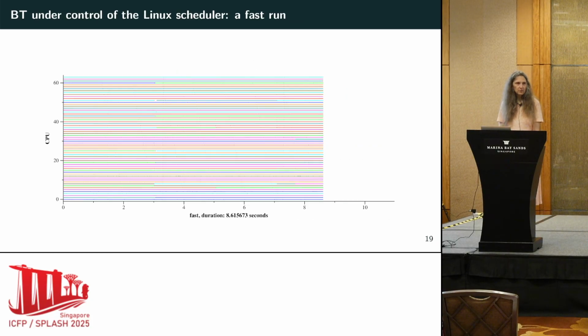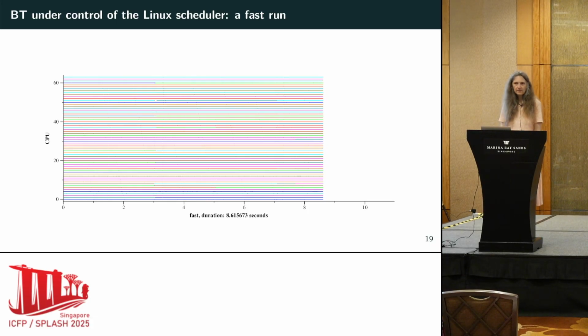So here we can look at the actual execution and see what's going on. In these graphs, we have the horizontal axis, which is the time, and the vertical axis, which is the set of CPUs. And the colors represent the PIDs, so they represent different tasks, but the colors are being reused, so there might be 2 green lines and so on. So this is a fast run.